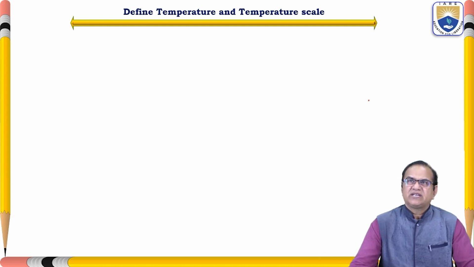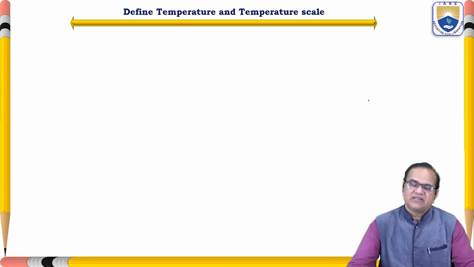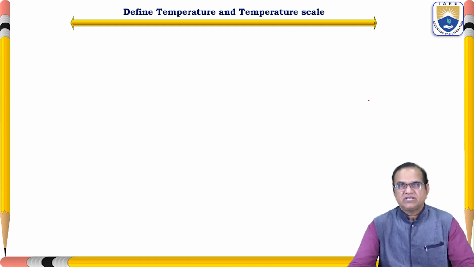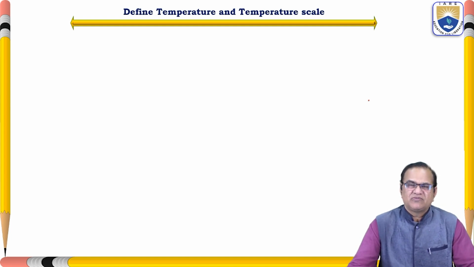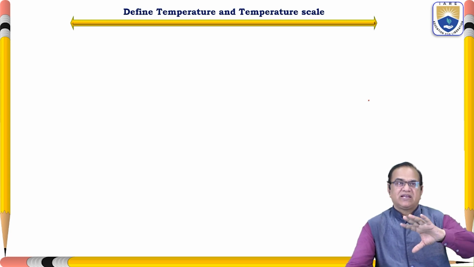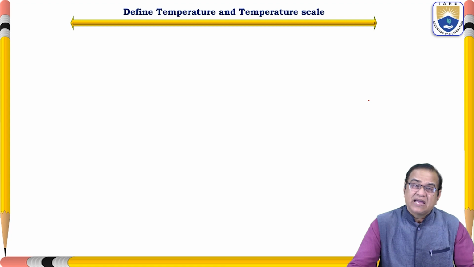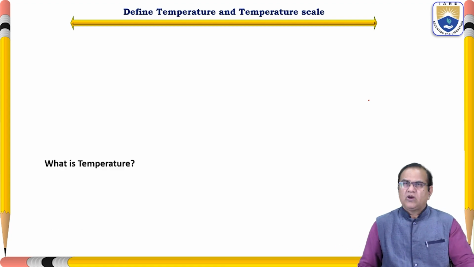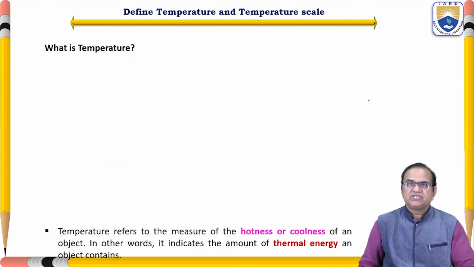Define temperature and the temperature scale. We know that by the help of the Zeroth law of thermodynamics, we have defined the temperature, and we can give this temperature with the help of a comparative study. So we will see what temperature is.